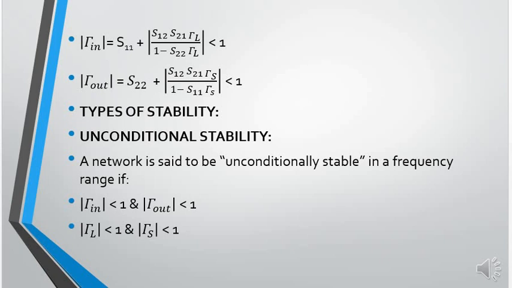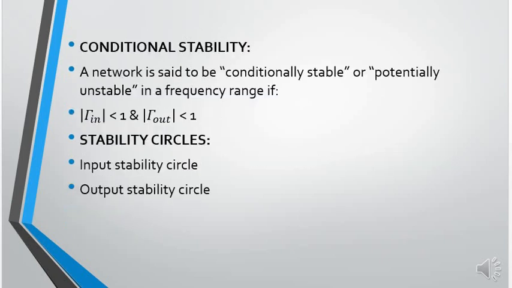Types of stability: unconditional stability and conditional stability. In unconditional stability, in the system frequency range the input reflection coefficient is less than unity and the output reflection coefficient is less than unity. The load and source reflection coefficient is also less than unity. Conditional stability: a network is said to be conditionally stable or potentially unstable in a frequency range if the input reflection coefficient is less than 1 and the output reflection coefficient is less than 1.